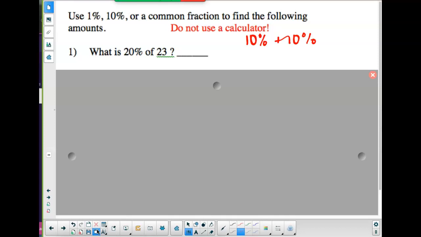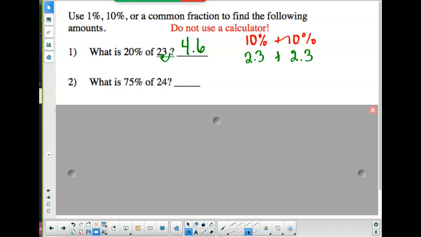Okay. Everybody agree? 20% is 10% plus 10%? What's 10% of 23? What did we write down? How do we do that? It's 2.3, right? We move the decimal 1 place. So if 10% is 2.3, 2.3 plus 2.3 is 4.6. There's our answer. We just found that without using a calculator at all. Okay, let's look at the next one.